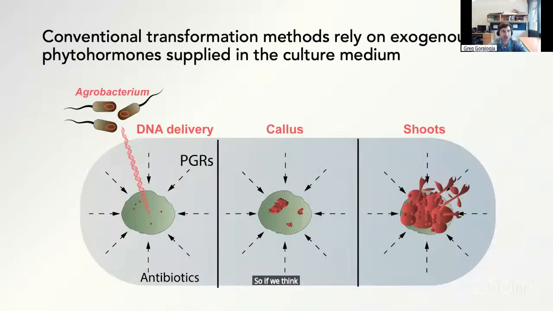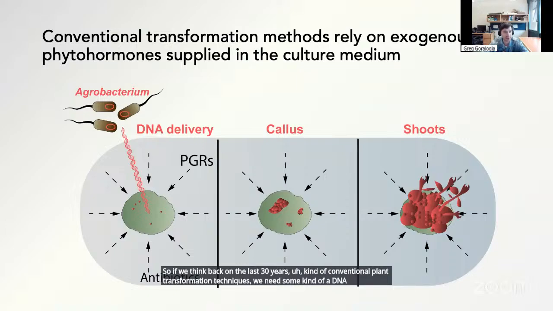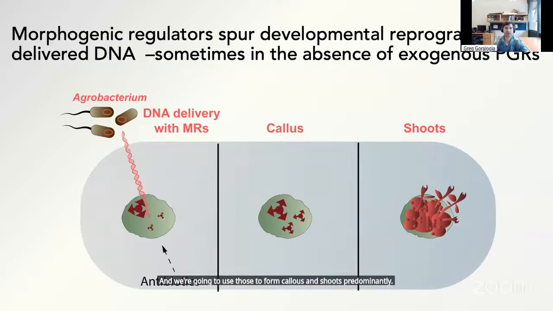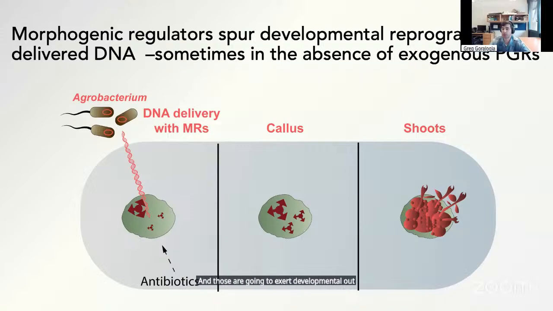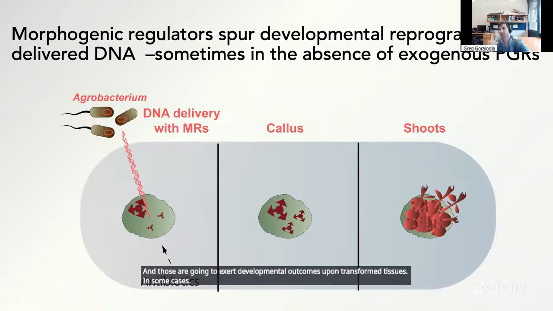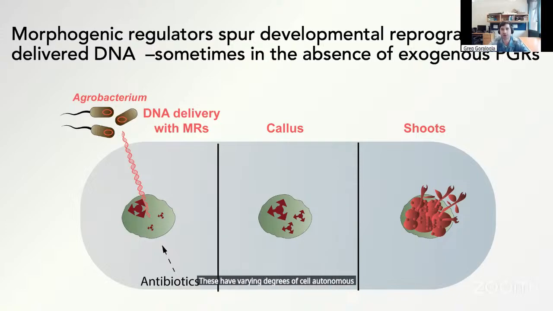If we think back on the last 30 years of conventional plant transformation techniques, we need a DNA delivery agent, in this case predominantly Agrobacterium. Then we probably use phytohormones in the medium to exert developmental effects, coming exogenously in the tissue culture media, to form callus and shoots. In the last couple of years in particular, people have thought about using morphogens, genes included as part of the T-DNA that exert developmental outcomes upon transformed tissues, in some cases with varying degrees of cell autonomous versus non-cell autonomous effects.